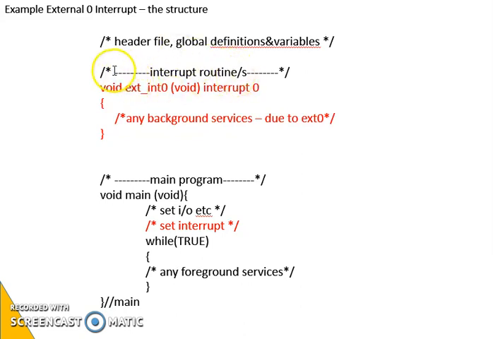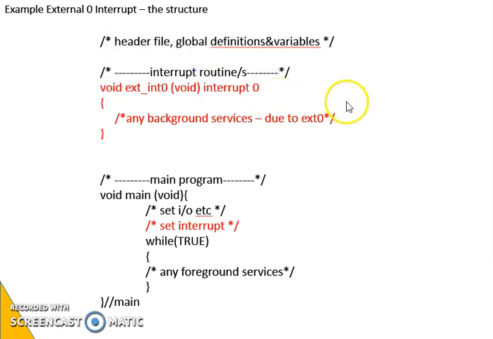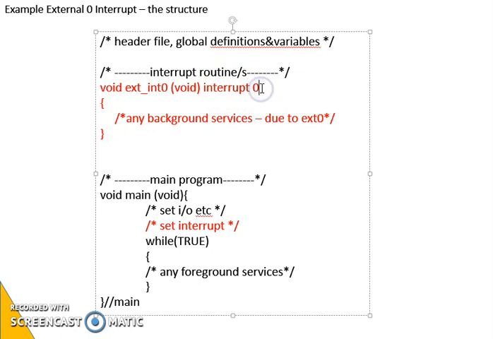Then we have the interrupt routine, which is going to be void external interrupt 0. This instruction is used to call the external interrupt, as interrupt 0 is used. If we were using external interrupt 1, this would be interrupt 1. But because we are using external interrupt 0, this is going to be interrupt 0. If you look closely at our program, the interrupt is declared here as a sub-function to our main program.